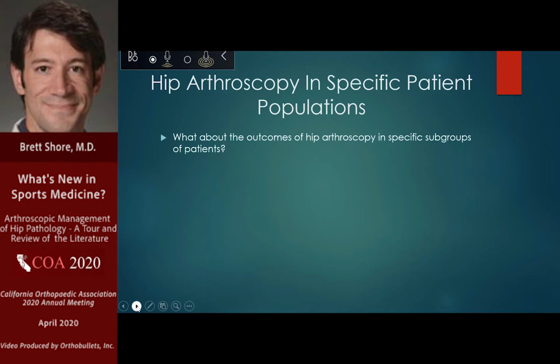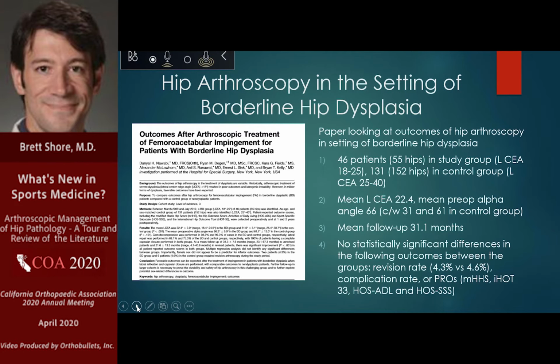What about hip arthroscopy in specific patient populations? So in the setting of borderline hip dysplasia, which is another situation in which patients tend to develop labral tears, hip arthroscopy has been utilized. This study found overall good results in patients with borderline hip dysplasia, which is defined as a lateral center edge angle between 18 and 25, that were not significantly different from the control group of patients with normal center edge angles.